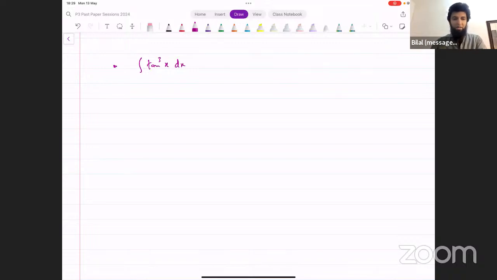Okay, tan cube x. How do you integrate tan cube? Sine cube, cos cube, and tan cube are all integrated using substitution. Okay. For sine cube, we use the substitution u equals cos x. For cos cube, we use the substitution u equals sine x. For tan cube, we just use the substitution u equals tan x. Okay, this is the substitution that's used for tan. Now, how does this work?